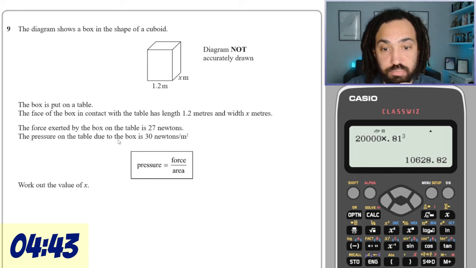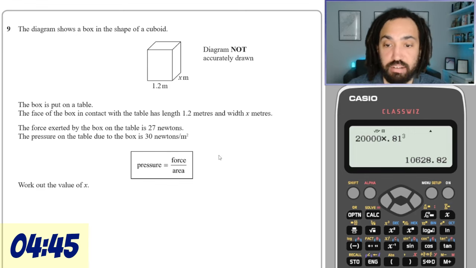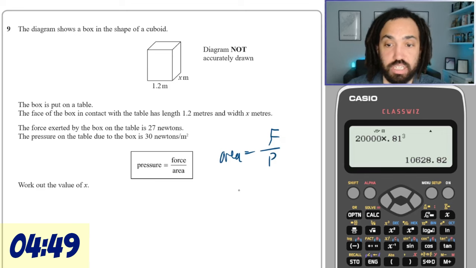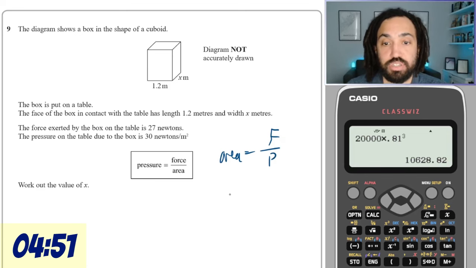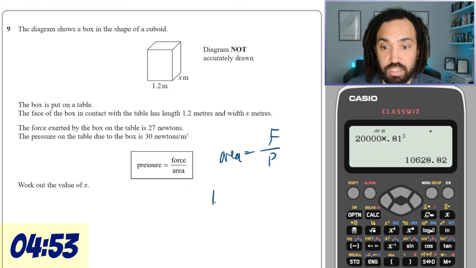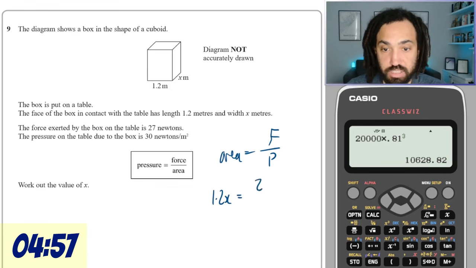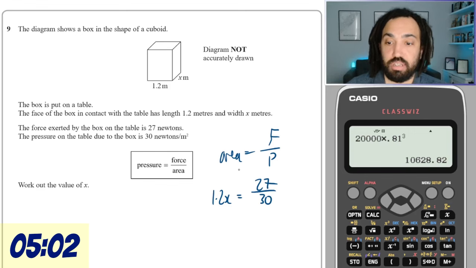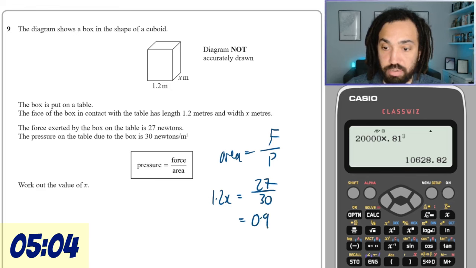Okay, we've got a box and its contact with the table, X, and the force exerted on the box is this. The pressure is this. So we need to rearrange for the area. So area would equal force over pressure, if I rearrange that equation. So therefore the area is 1.2x, and that's equal to the force, which is 27, over the pressure, which is 0.9.